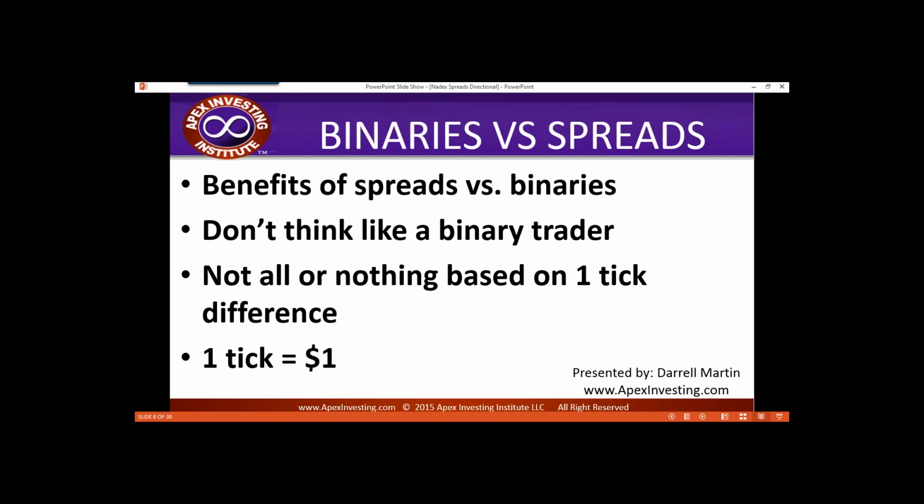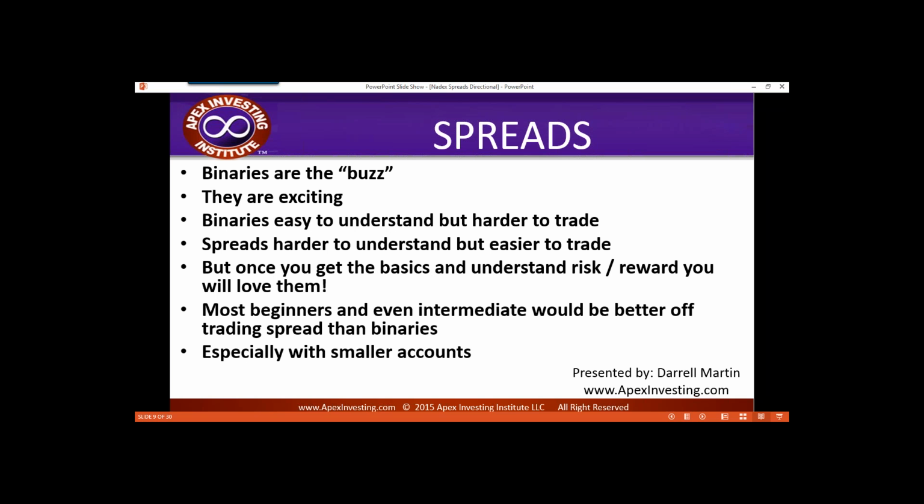And the benefit of spreads versus binaries is, again, it's not all or nothing. With spreads, one tick is $1. One tick means the difference of $1. It does not mean the difference of all or nothing.